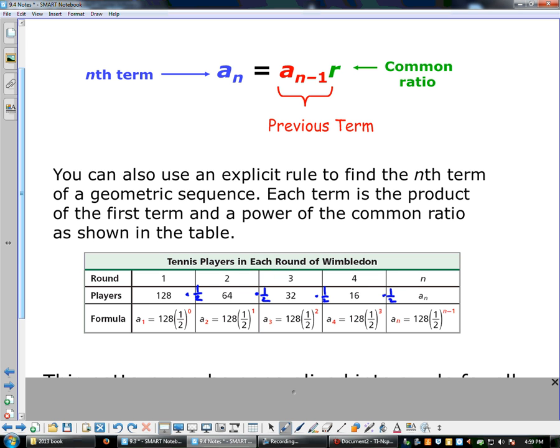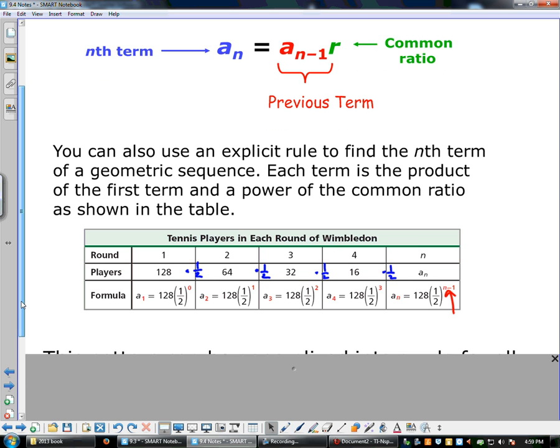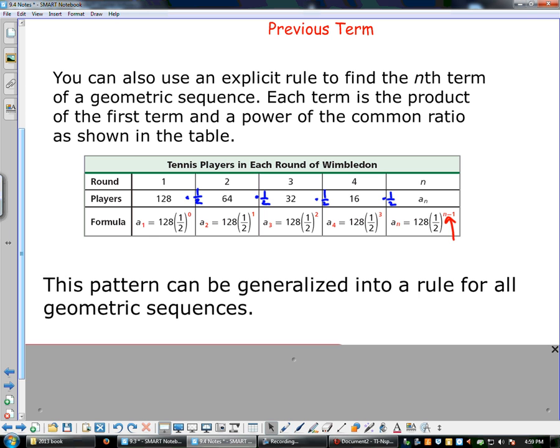So we're going to say that that is really 128 times 1/2 to the power of 0. When I get 64 in round 2, that's 128 times 1/2 to the power of 1, and so on. In round 3, it's to the power of 2, 3, and then in general, you see that it's raised to the power of 1 less than whatever round we are on. So this is going to develop for us what the formula will be.